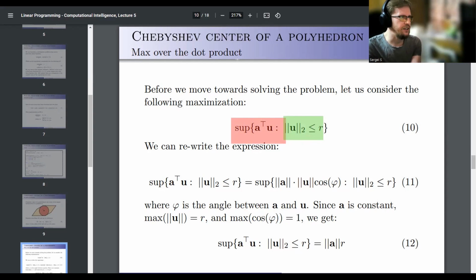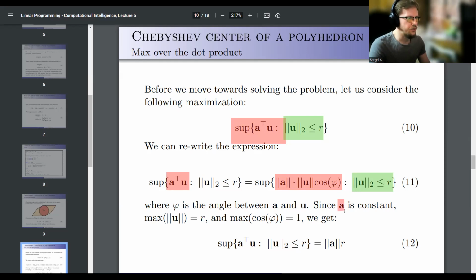We can rewrite this by expanding the dot product. This dot product becomes the norm of a times the norm of u times the cosine between them. That is the definition of the dot product, still over the same ball of radius r. All right. Next, a is constant, okay? A is constant, and we take the max over u with norm r.